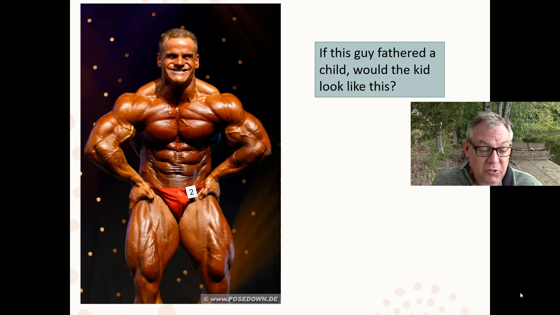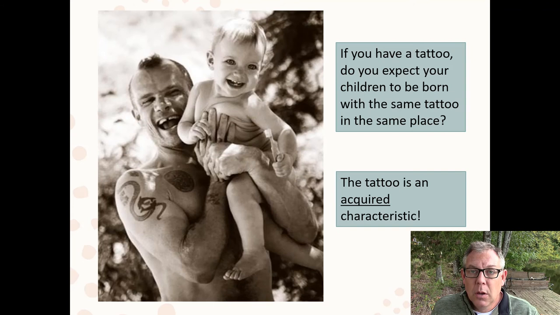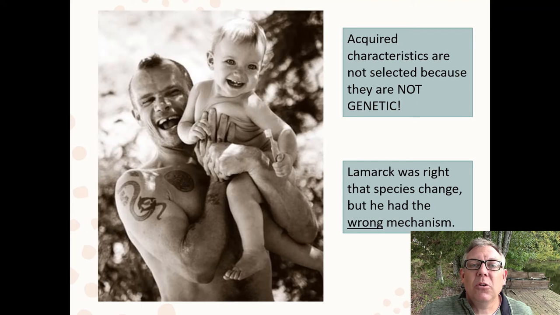Another question, how many of you have a tattoo? Again, we're not in class, but if you have a tattoo, and then if you have a kid, do you expect your kid to have your tattoo in the exact same spot? Of course not, right? You acquired this change, but you're not going to pass that change on. And that's because these acquired characteristics are not genetic. And so that's where Lamarck was wrong. He was right that species can change gradually over time, but he had the wrong mechanism because these acquired characteristics aren't genetic and don't get passed on.